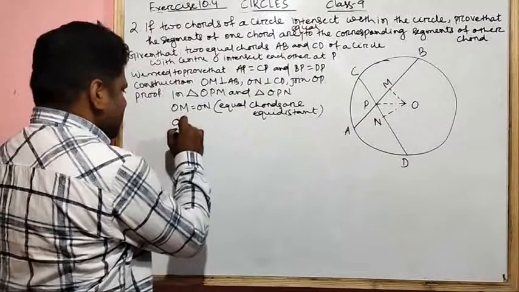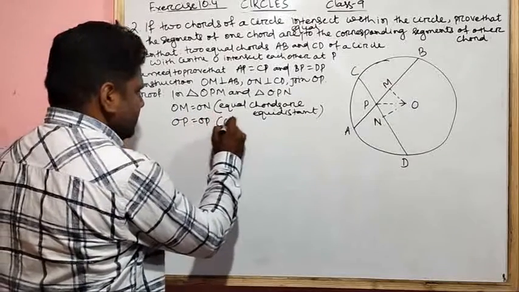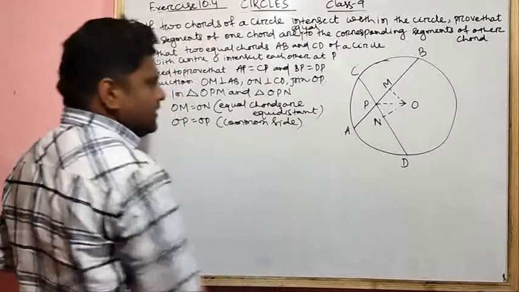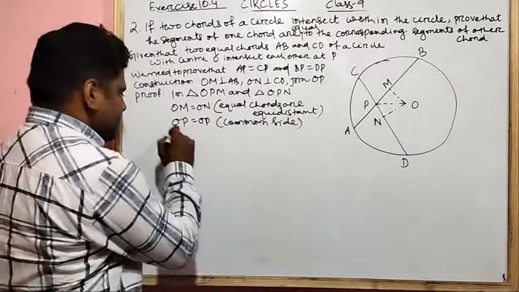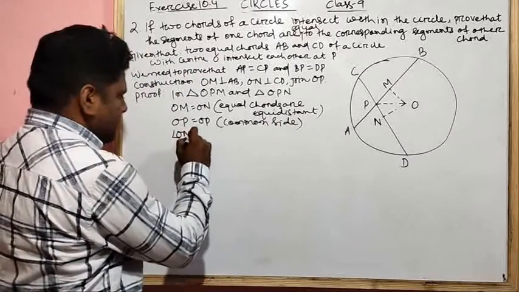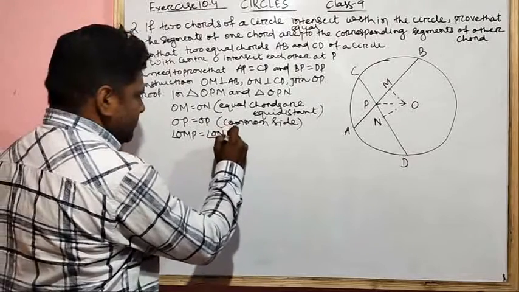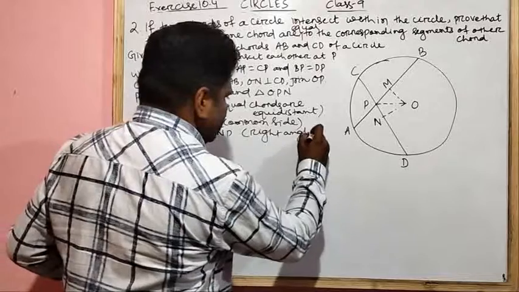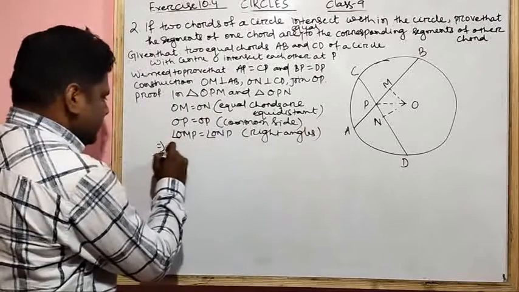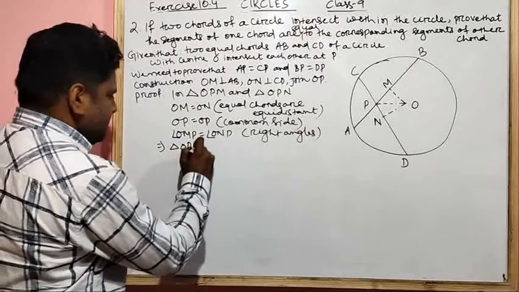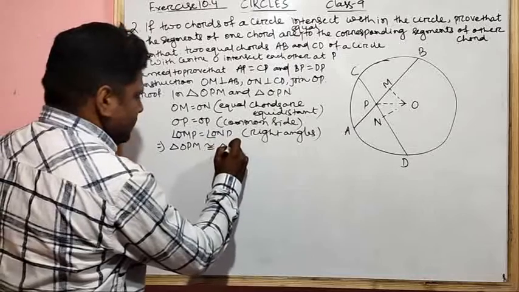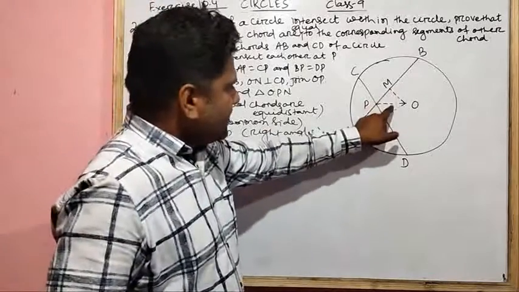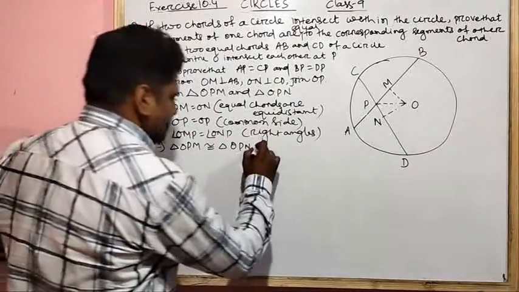We can write OP equal to OP. This is common for both triangles. Then angle OMP is equal to angle ONP. Both are right angles. This implies that triangle OPM is congruent to triangle OPN. By which rule? This is right angle, hypotenuse and side, RHS congruence rule.